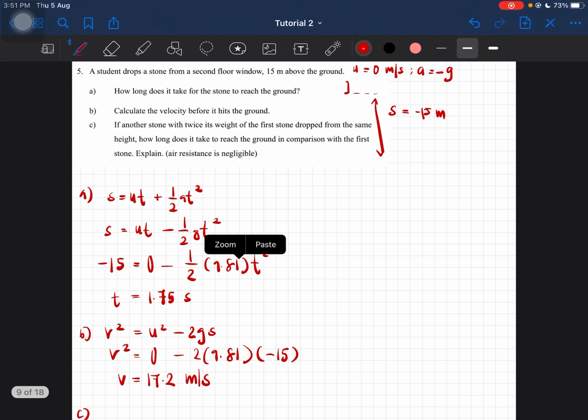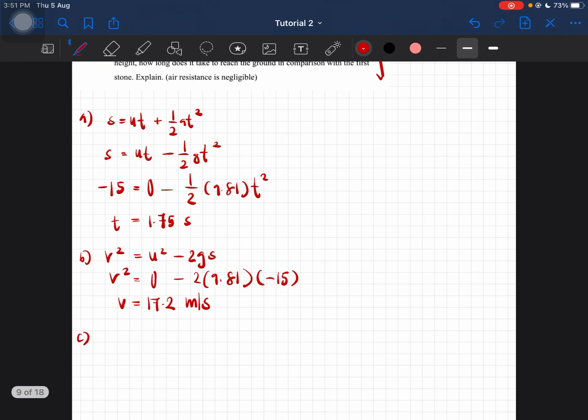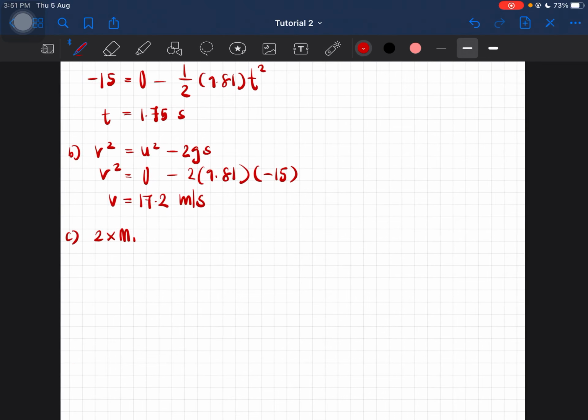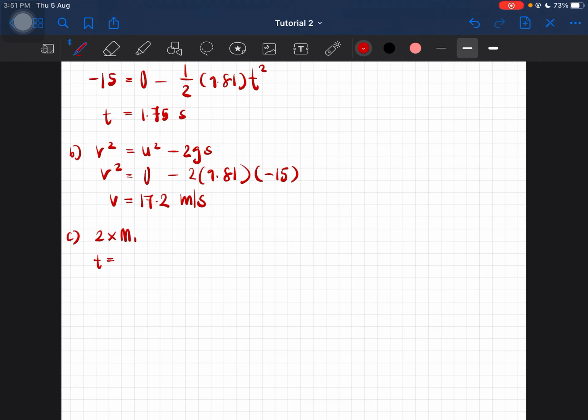If another stone is twice its weight, so the other has 2 times the weight of the first stone, and it is dropped from the same height, how long does it take? Will the time be different just because the weight is different? Well, actually the answer is it would be the same. It will still be 1.75 seconds. So why is it like that?